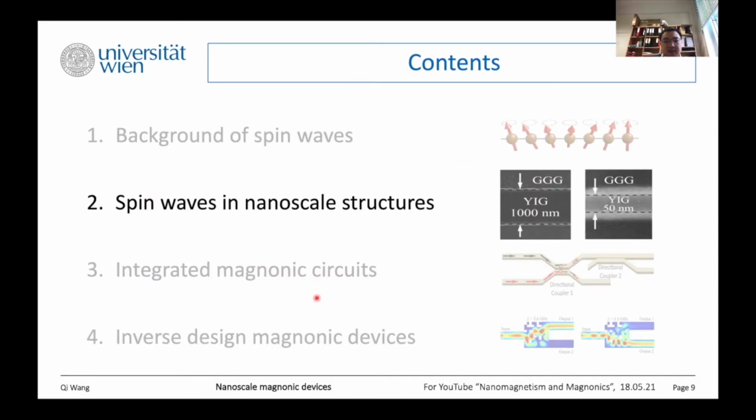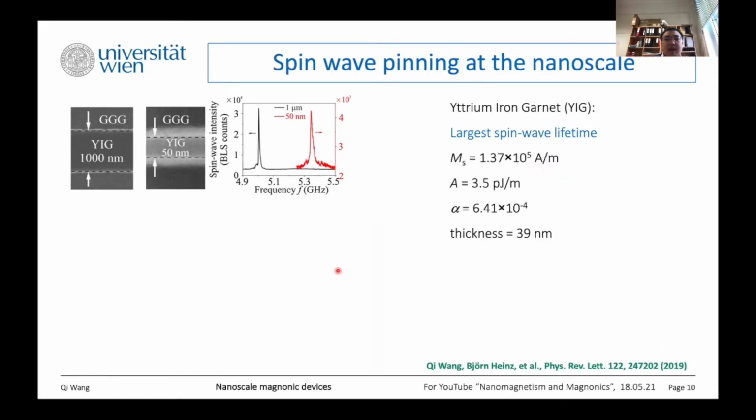The second one is the spin wave in nanostructures. As I mentioned before, spin waves have been well studied in macro or microstructures, but not nanostructures. In order to understand the spin wave characteristics in nanostructures, we choose the iron garnet, which is the best material for spin waves because it has the largest spin wave lifetime. Here are the parameters of our YIG, and the thickness is almost 14 nanometers. We fabricate a one micrometer wide waveguide and a 50 nanometer wide waveguide. We use micro-focused Brillouin light scattering to detect the spin wave frequency in these two waveguides.